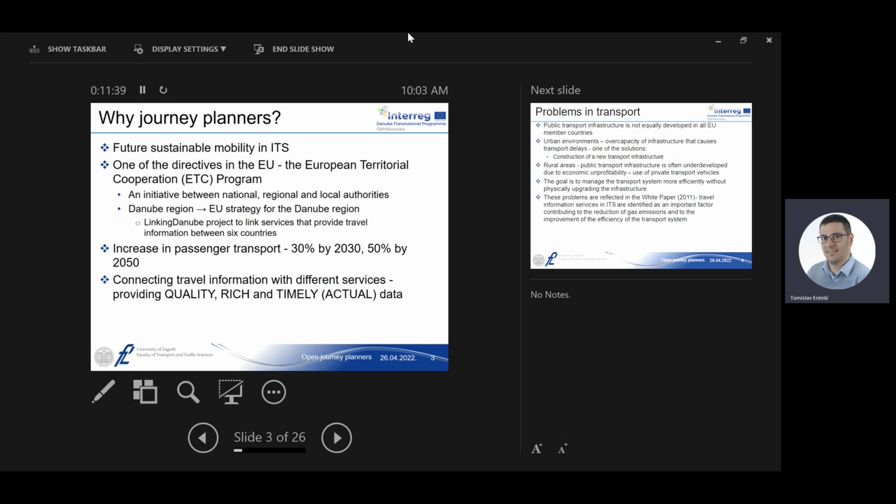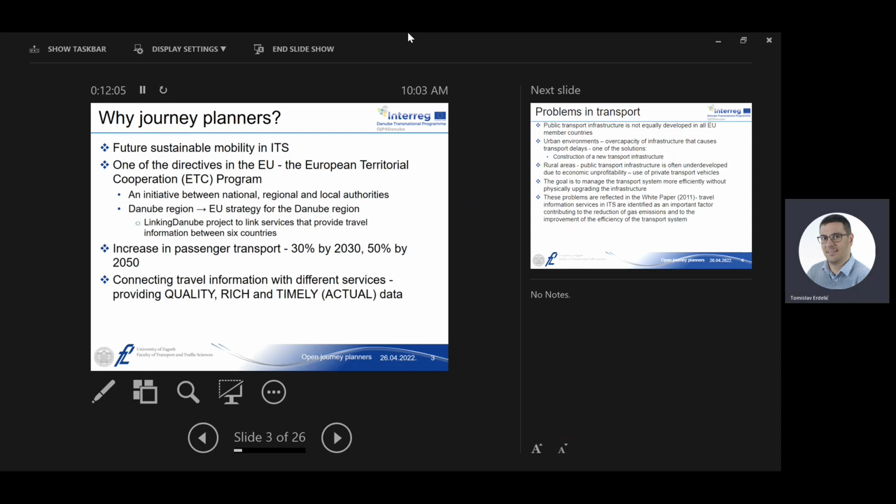In some European documents, it is written that passenger transport, which also includes tourists, will increase by 30% by 2030 and 50% by 2050. So more and more people use transport because there are more and more people in the cities of the European Union, and that's why it's the case.